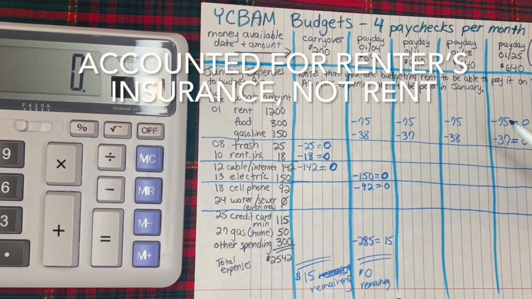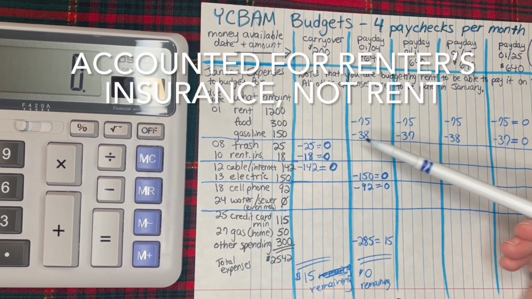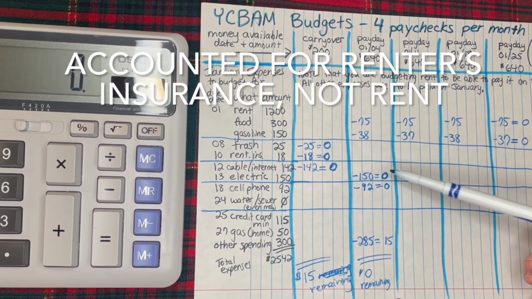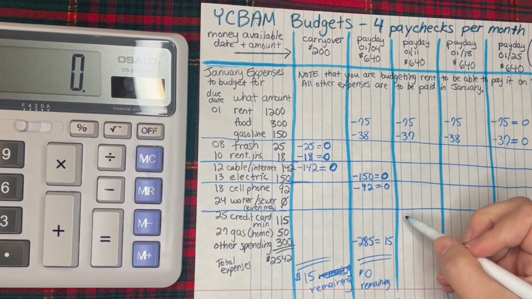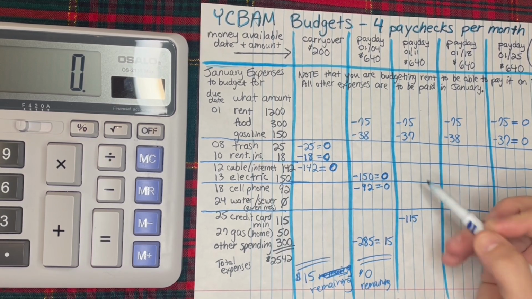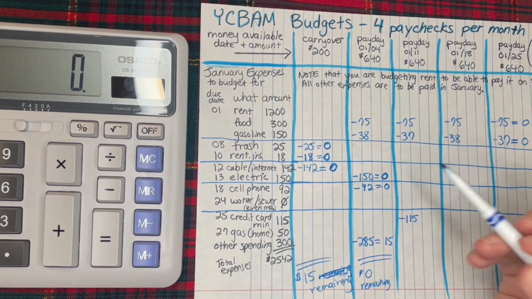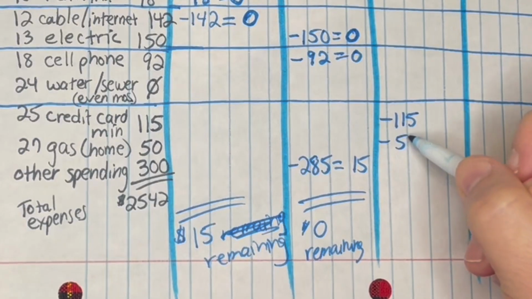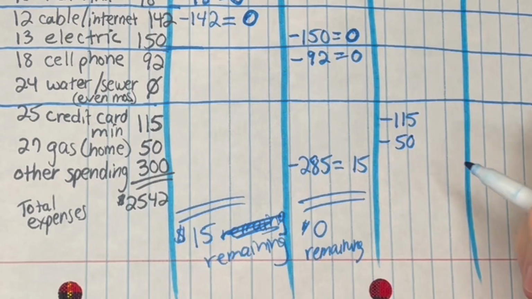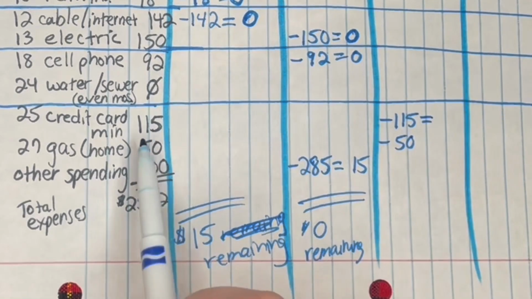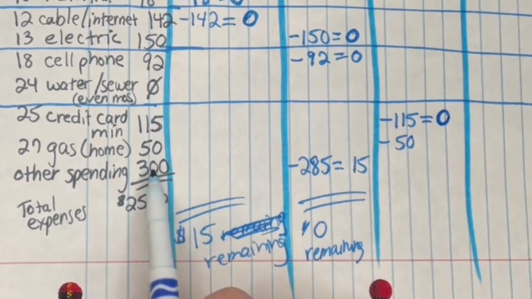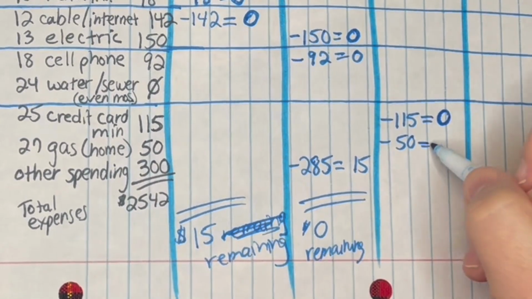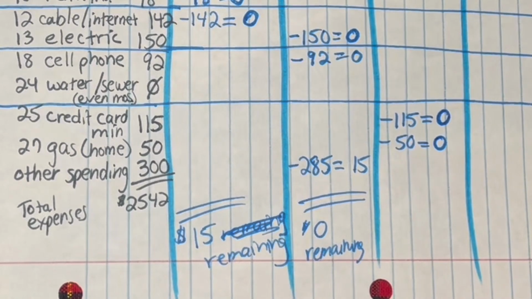All right, so we've accounted for all of our food and gas, our trash and rent, cable, internet, electric, cell phone. There's nothing due for the water bill. So we have a credit card payment. So let's subtract $115 from this paycheck on the 11th. Let's take out $50 for our gas bill for the home. And then $115 minus $115 is 0 remaining to budget in that category. $50 minus $50 is 0 remaining to budget in that category.